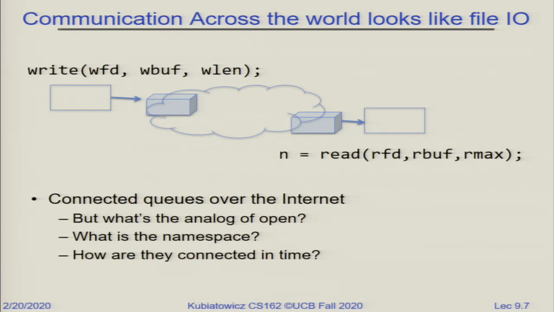When we think about it, however, we now have to ask what the analog of open is. In a file system, you open a file name like /this/that/foo.txt. That's a name in the namespace of the file system. Across the network, it's a little trickier. What's the namespace? How are they connected together in time? It would be great if, when I write to one side and try to read from the other, those two queues are somehow connected together. If they're not connected together, I'm wasting my time here. So the question is, how can we make this abstraction work?